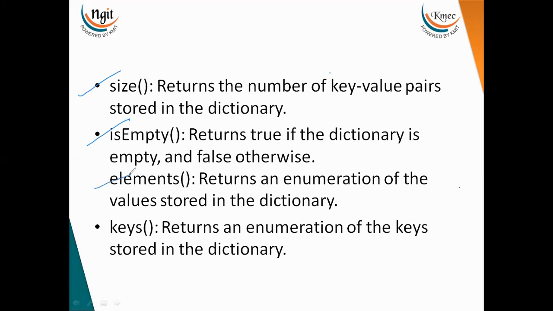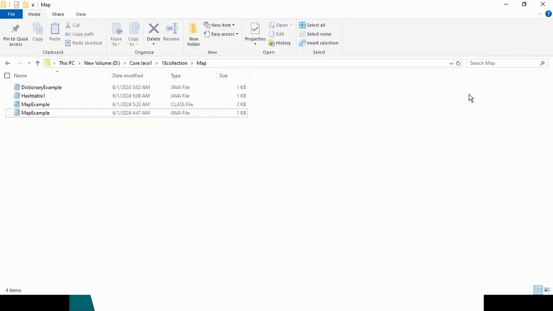If you want to get all the elements in the dictionary, then you can use the elements method. Sir, I want all the keys. You can use the keys method to get all the keys from the dictionary. These are all the different methods available in the Dictionary class. Now, sir, how to implement this Dictionary? You can implement it by using the Hashtable class mechanism, right? Now, I will show you.